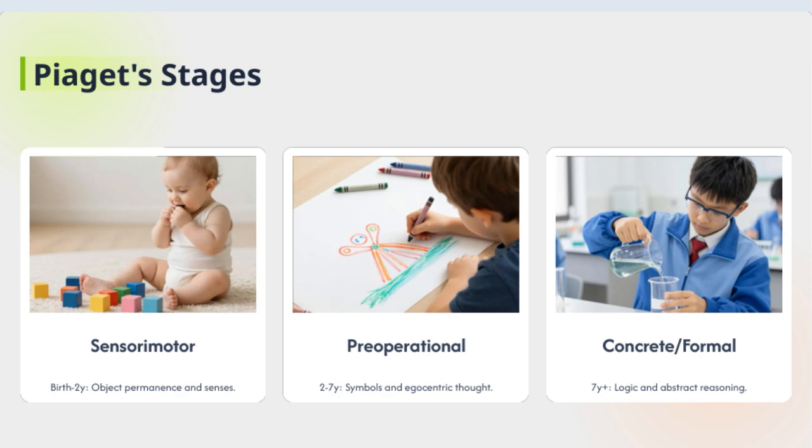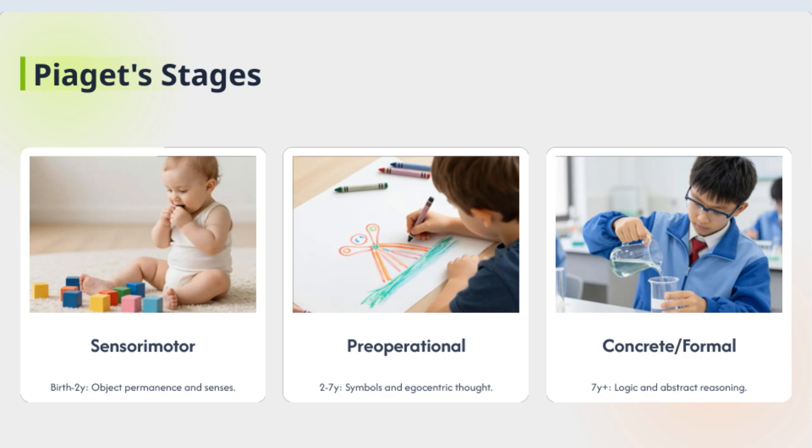Finally, for children aged 7 and older, the concrete formal stage, they develop the ability for logic and abstract reasoning. They can think more systematically about concrete situations and start to understand concepts like conservation and classification. This stage marks a significant leap toward more complex and abstract thinking.